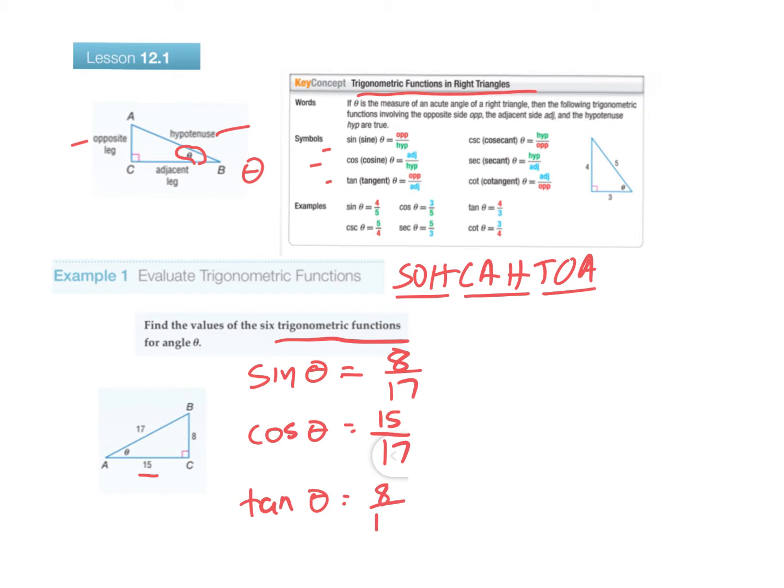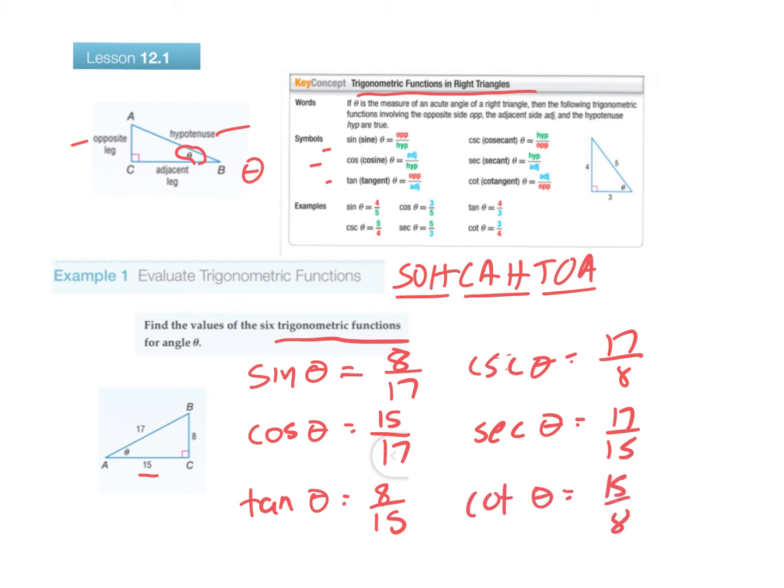What's nice is that the cosecant is just the flip of the sine. So if I flip 8 over 17, I get the cosecant. The secant, S-E-C of theta, is just the flip of cosine, so that happens to be 17 over 15. And then the cotangent is just the flip of tangent, so it's 15 over 8. These are just inverses of the first three.